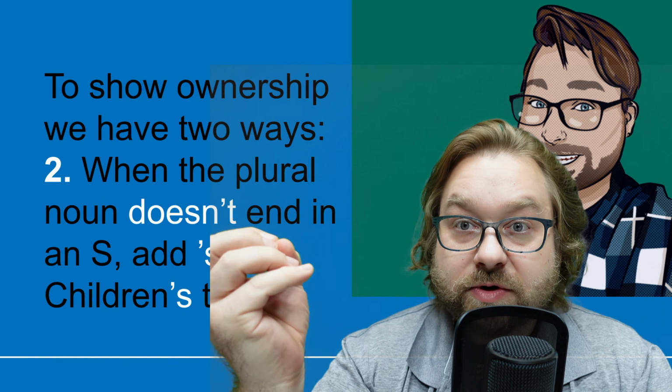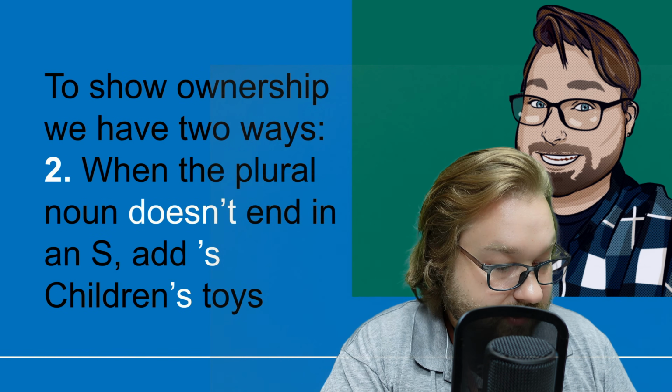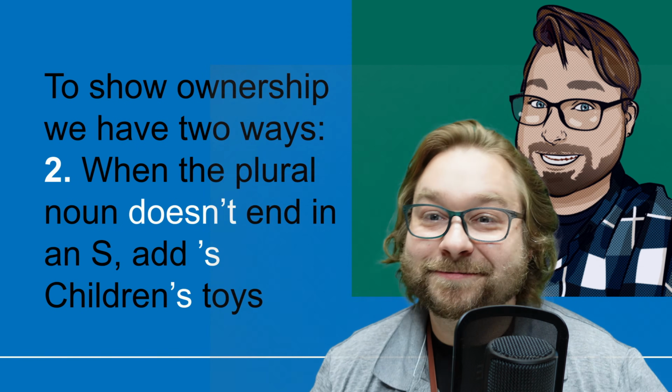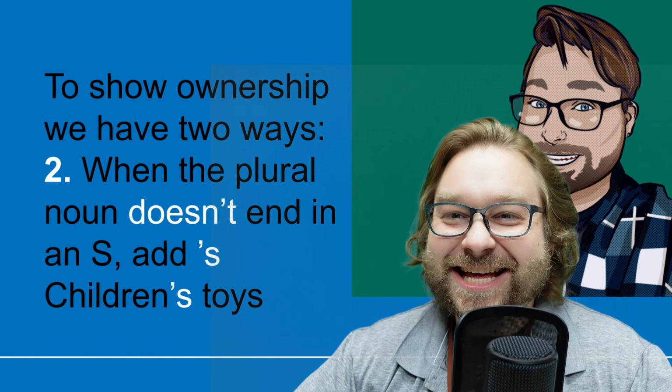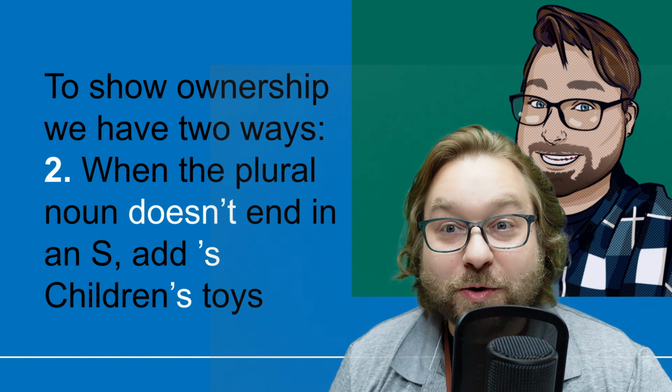So to show that the children own the toys, we put apostrophe S. The children's toys. And my phone is beeping, and I'm going to turn that off right now. There we go. Okay, those are our two ways to show ownership.